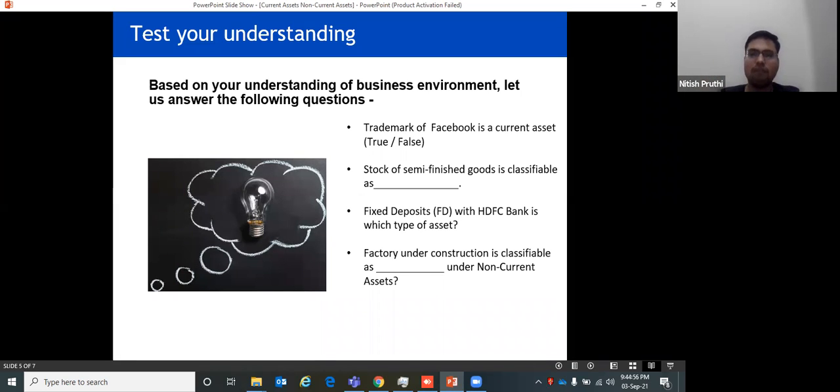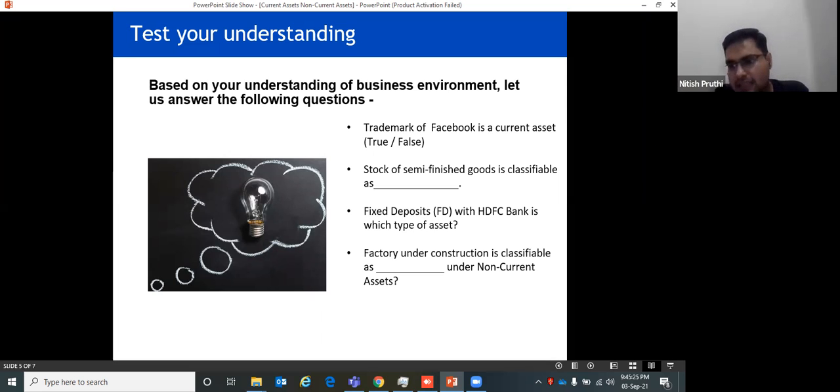But when you have to give an answer in the descriptive form, you will say fixed deposits are generally classifiable as non-current assets if they are held for a period of more than 12 months. However, if they are held for a period of less than 12 months, then they are classifiable as current assets. Now coming on to the last question. Factory under construction is classifiable as dash under non-current assets.